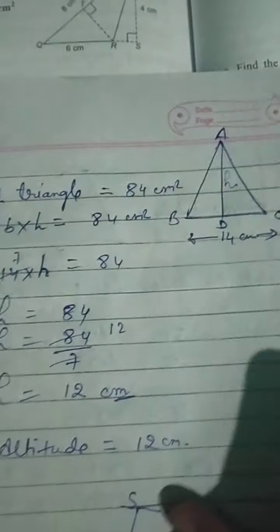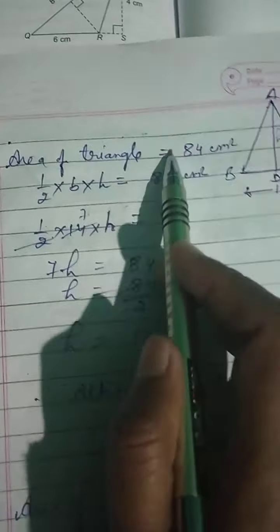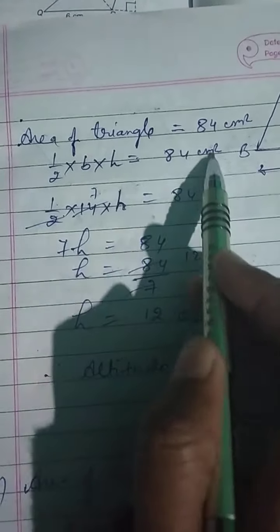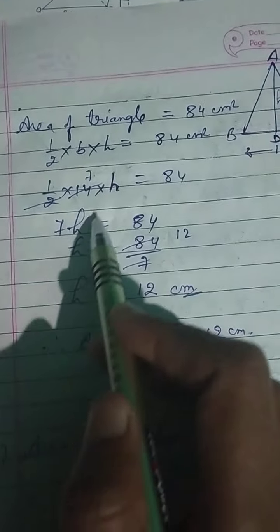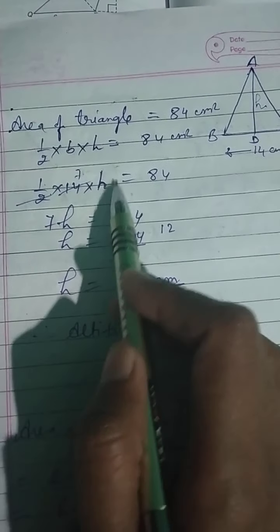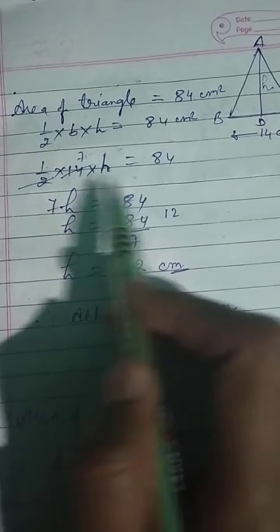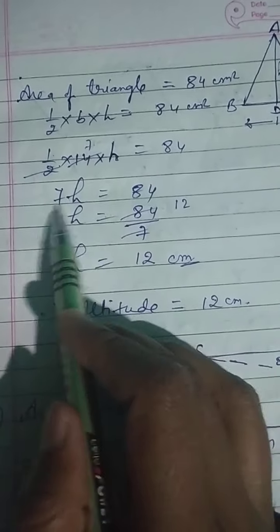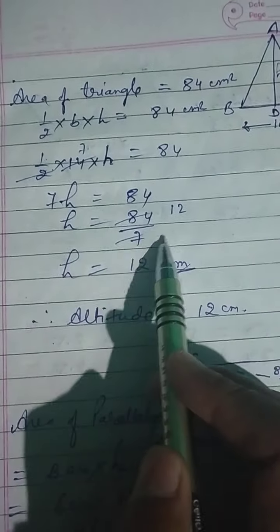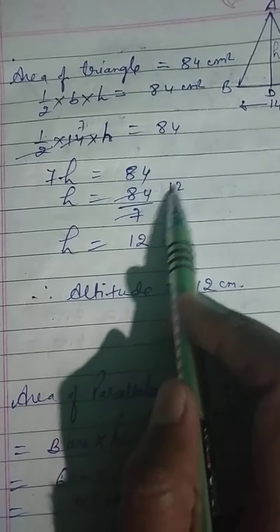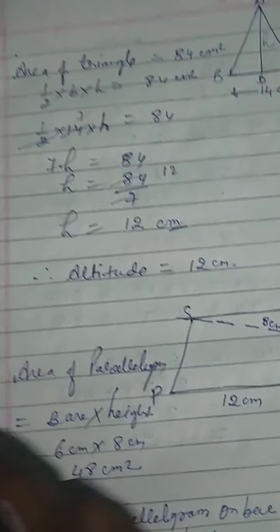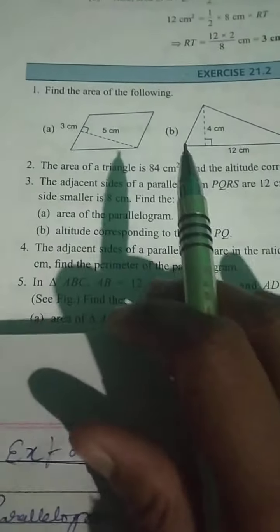And base is given. So very simple. Area of triangle is given, so we will write it here. And its formula is half into base into height. This is 84. So put the value of base here. Base is 14 centimeter. We have to find out the height, so write the height as it is. 84. This 2 we can cancel. 2 7s are 14. 7 into h. 7h. This 7 will go down in divide. So 7 12s are 84. 12 centimeter is the height. That is altitude. Okay.